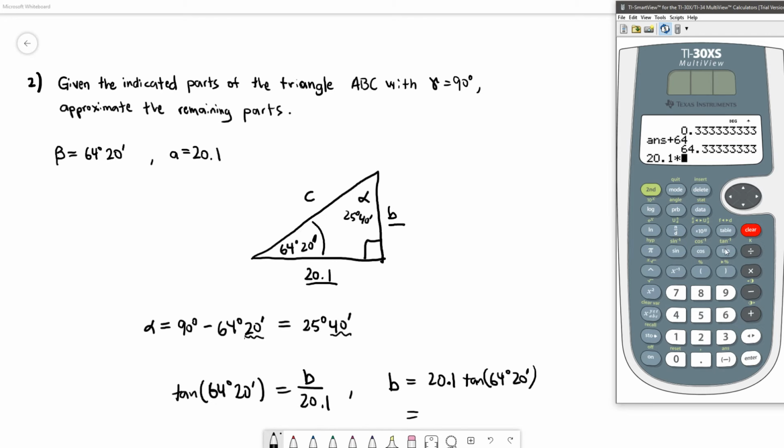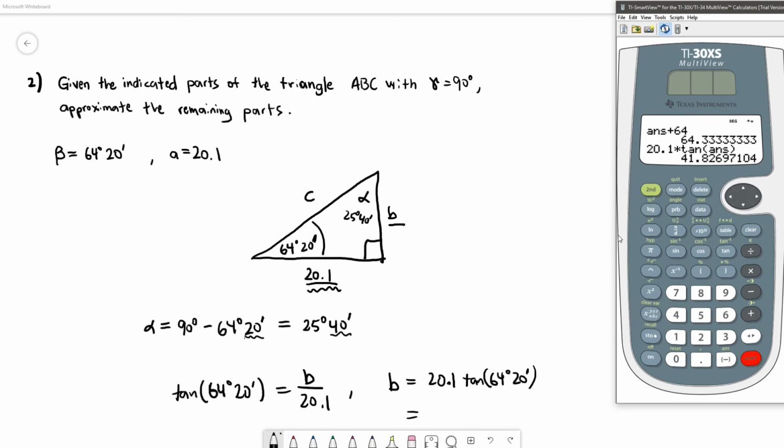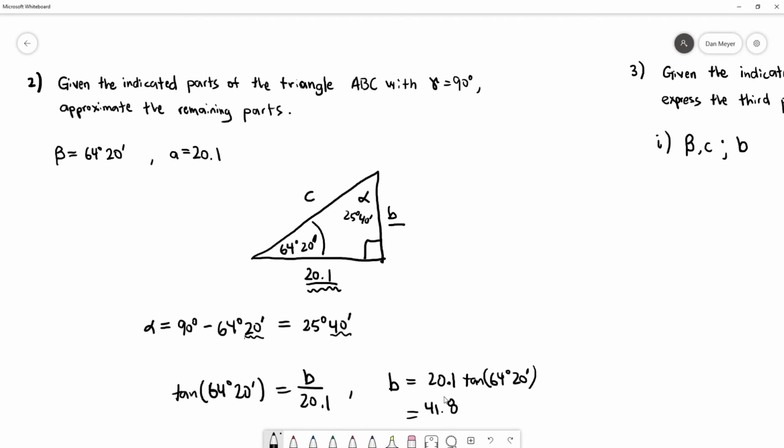20.1 times tangent of that answer. I get 41.8. It says approximate. What do you guys suppose we should approximate to? This was given to me with one decimal place, or three significant figures, if you like significant figures. So I'll give my answer to three significant figures, so 41.8. I can keep this on top. Actually, I don't want to keep it on top because I want it to go away.